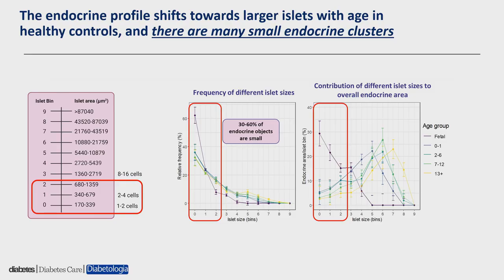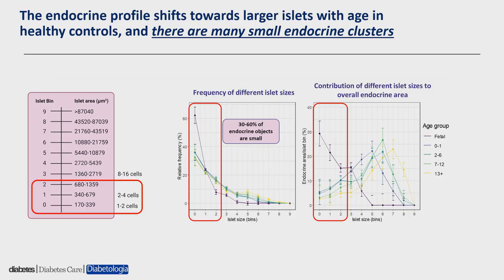And what she observed was that if you look across the age groups that you could see on the far right side, that across all of these age groups, the smallest islets seem to be the most prevalent in terms of frequency. But in terms of relative contribution to the overall endocrine mass of the pancreas, what she observed was that when you're very young, say fetal 0, 1, primarily the small binned islets are predominant.